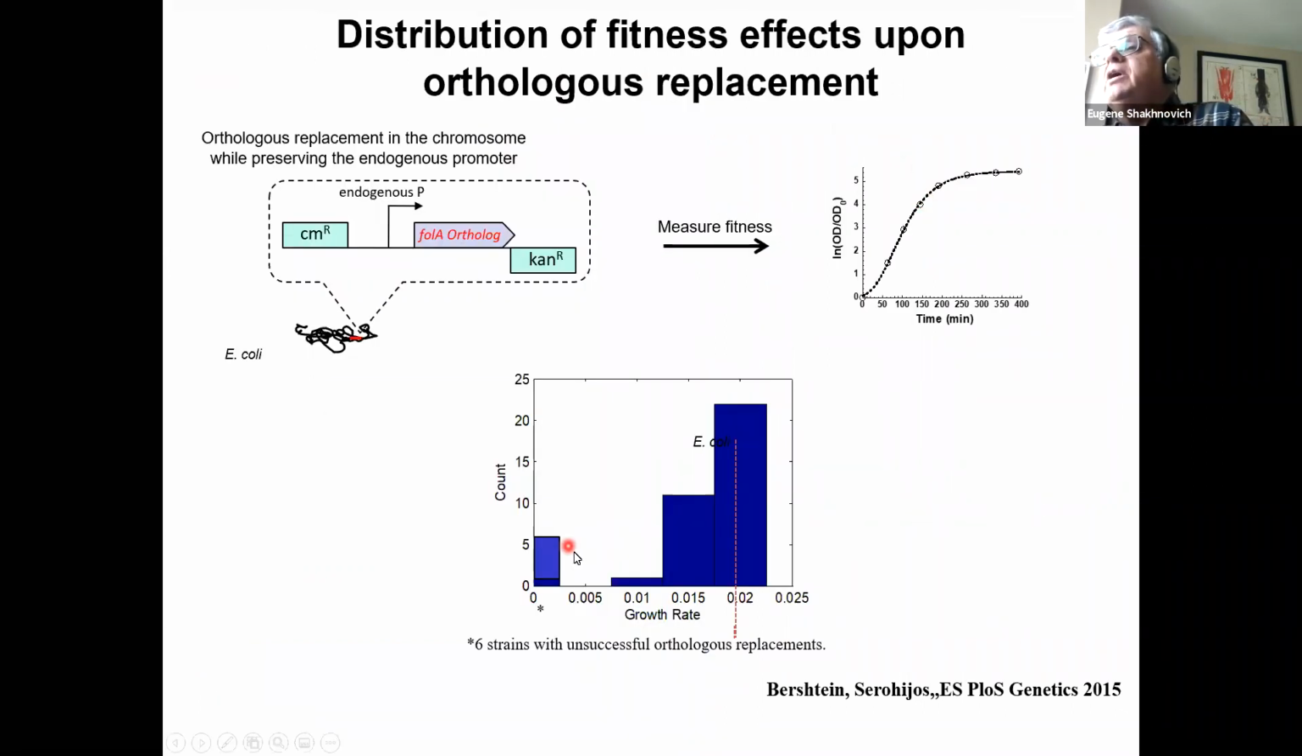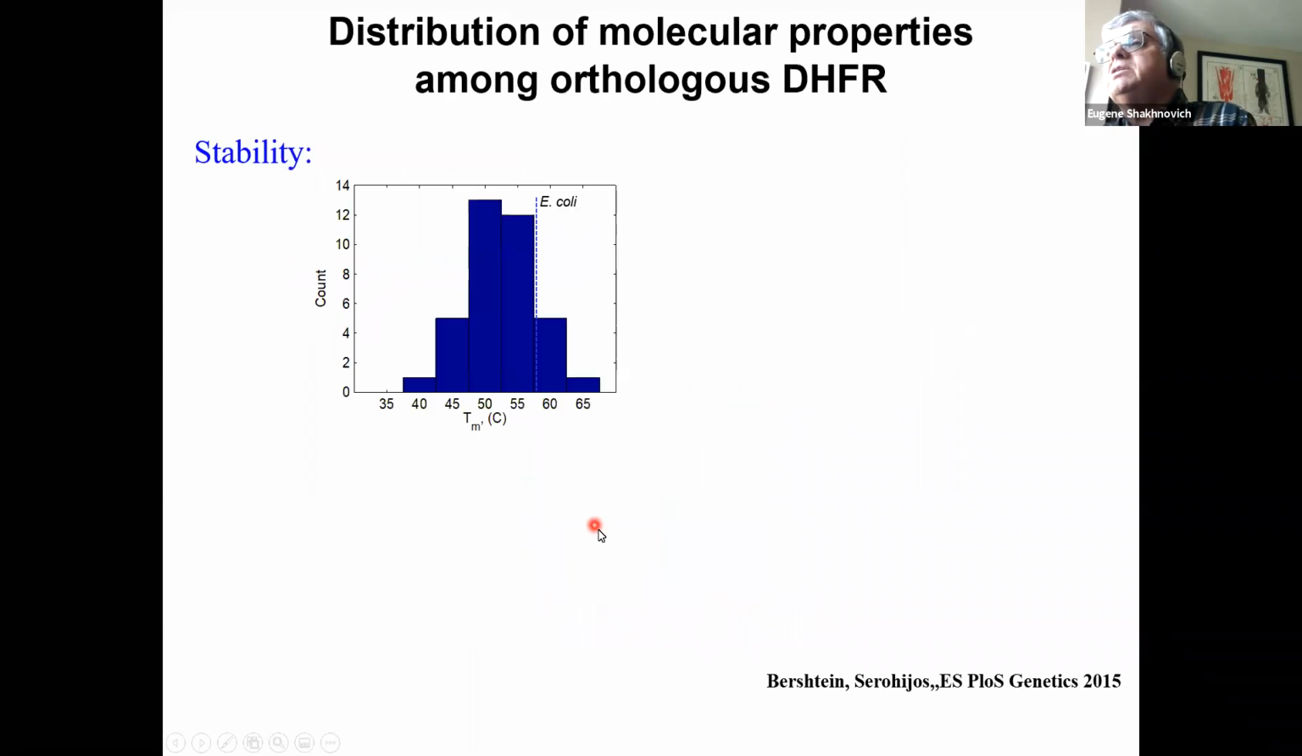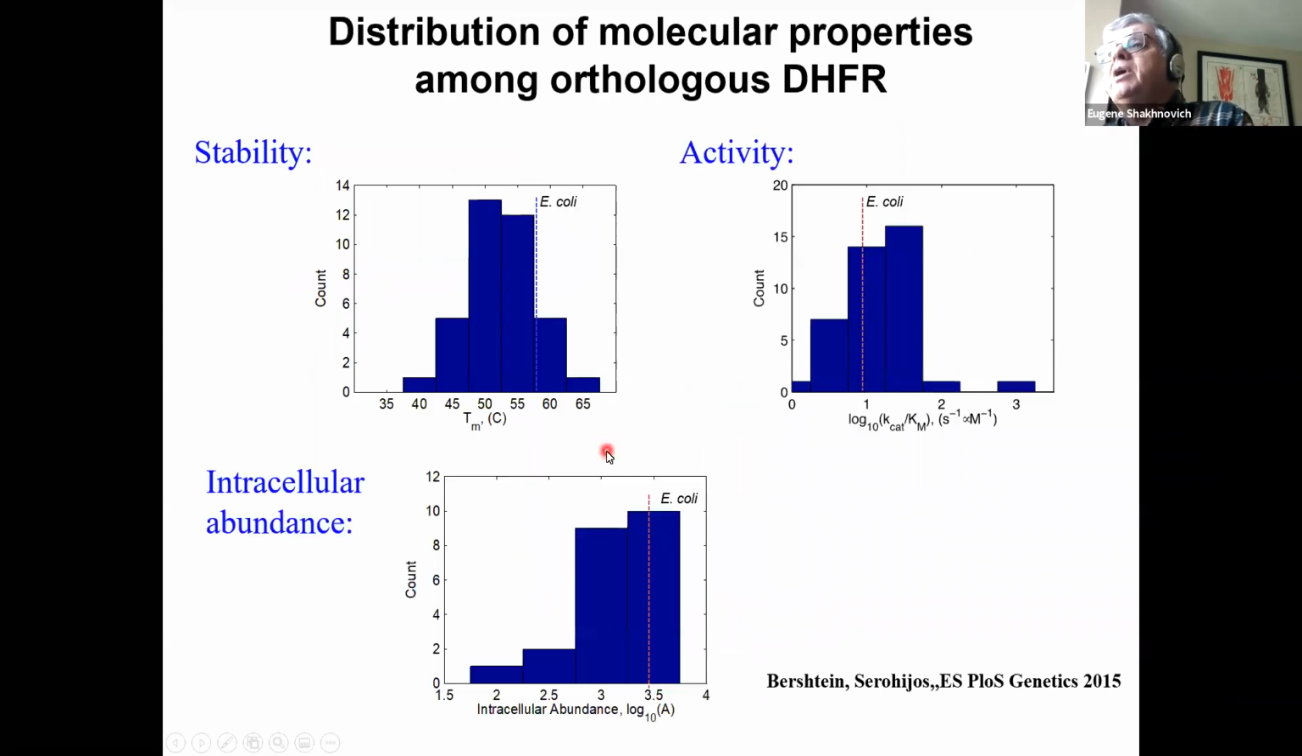So this is the idea, and that's what we found. We found a broad distribution of growth rates for these transgenic E. coli. Some of them grow faster than wild type E. coli. Many of them, most of them, grow slowly. Some of them could not grow, despite the fact that these were fairly active DHFRs. And this shows the distribution of their molecular properties, stability-wise. Some of them are more stable; they melt at a higher temperature than E. coli. Activity-wise, there are quite a few which are much more active than E. coli, almost an order of magnitude in terms of catalytic activity.